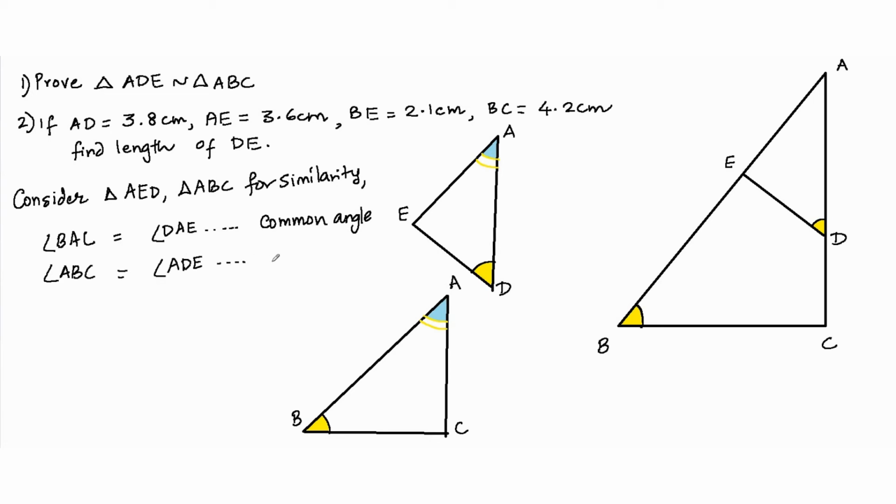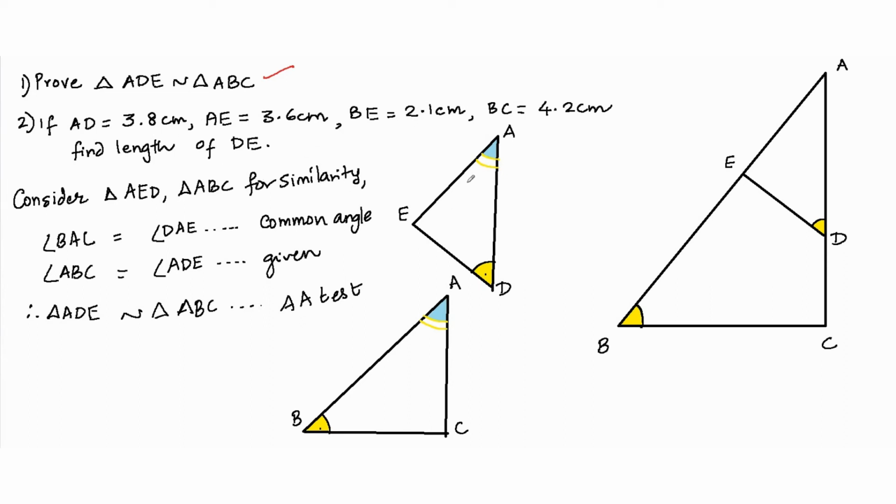This is actually given to me in the question, and therefore I can say that triangle ADE is similar to triangle ABC. A corresponds to A, and the point D corresponds to point B, because of the AA test, right? So the first part has been taken care of. Now the different lengths are given to me, so we have to find the length of DE.